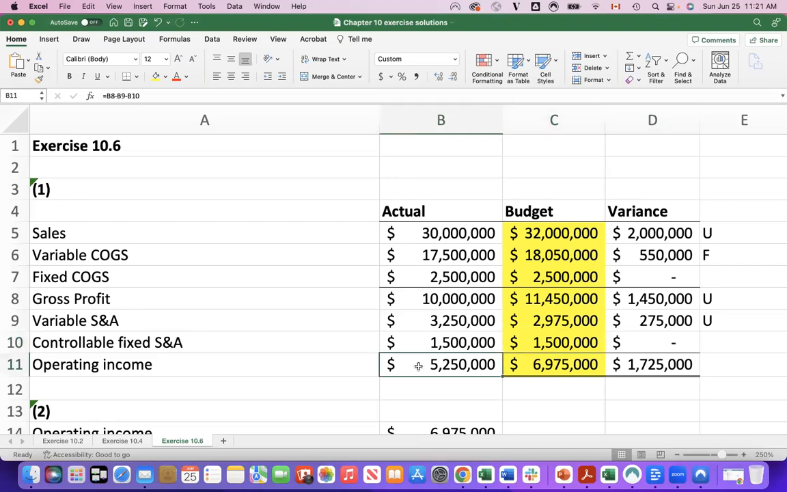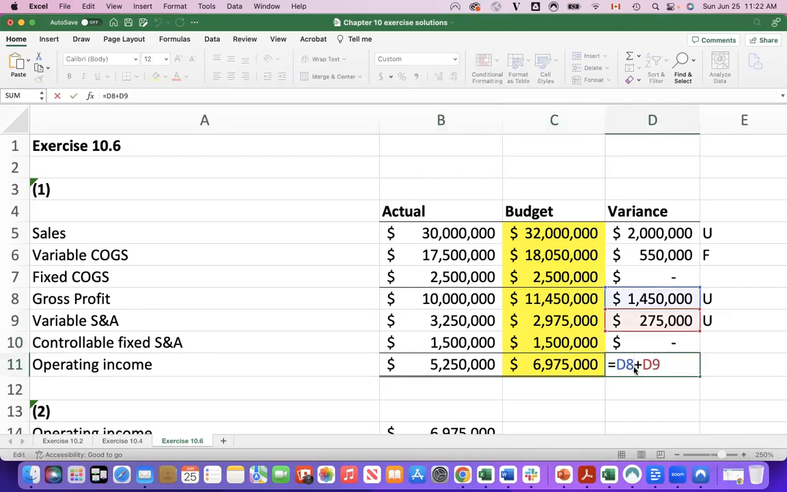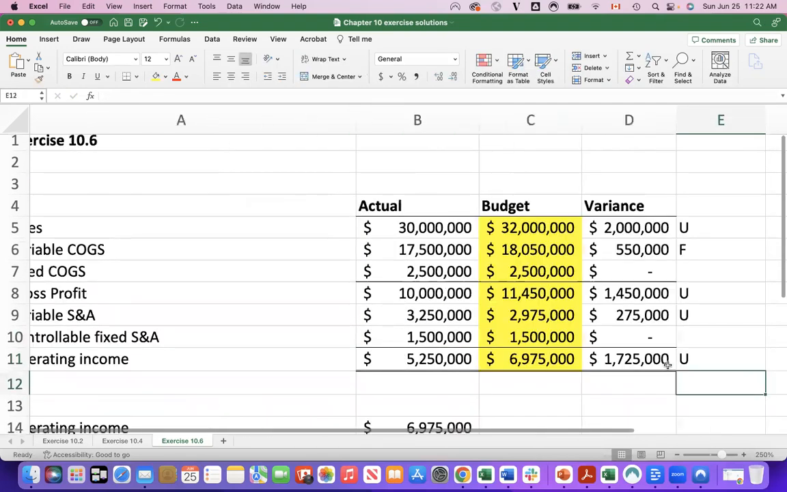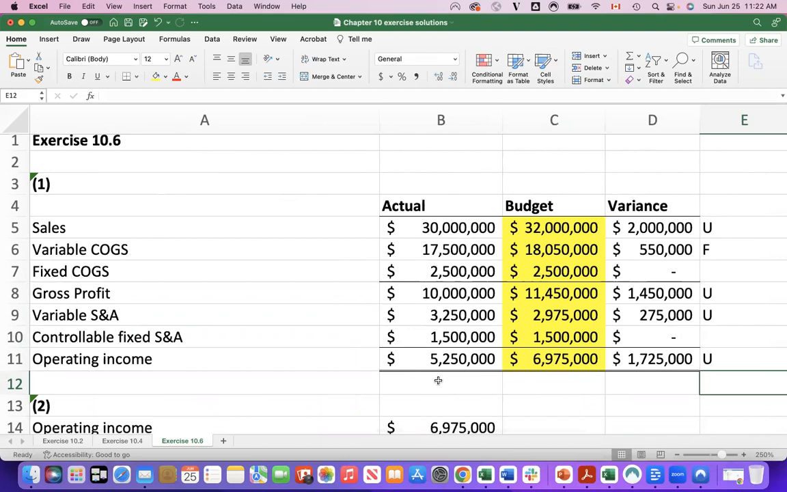Our operating income is our gross profit less our variable selling and admin less our fixed selling and admin. So our actual operating income for the reporting period was 5,250,000. Based off of our budgeted results, though, we were expecting an operating income of 6,975,000. So we have a $1,725,000 variance, and that we're going to label as unfavorable because, again, operating income is like revenue. If actual is less than budgeted, that variance is going to be unfavorable.